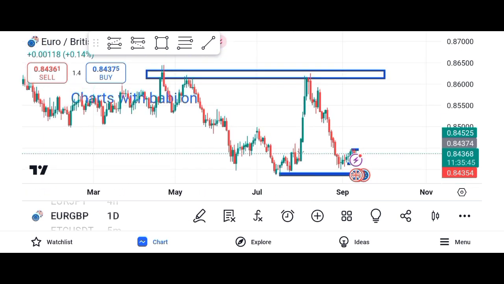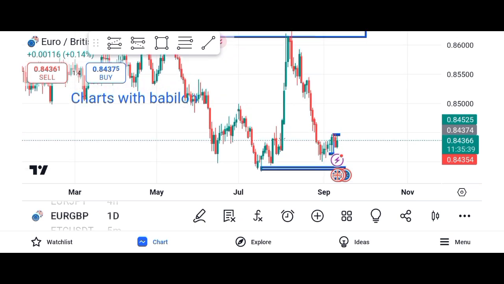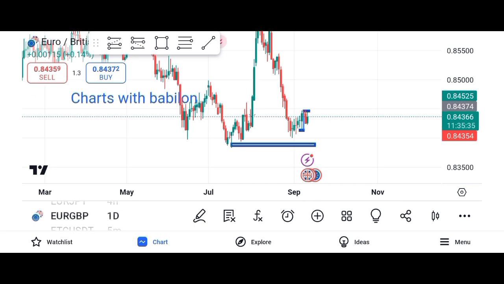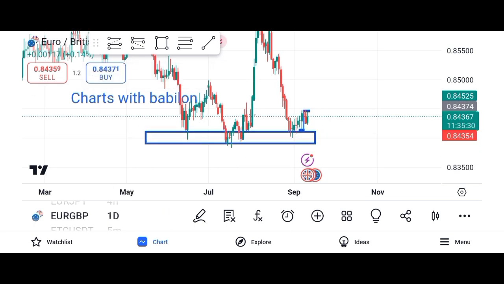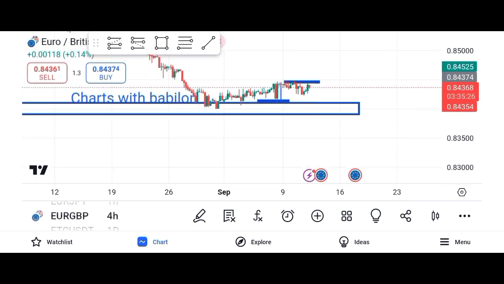Okay, you can see that price couldn't actually break this level. So it started coming down from that point up till this point. And when price came here, it formed a good resistance point at this area. So you have to go down to the lower time frame and see what price is actually doing here.